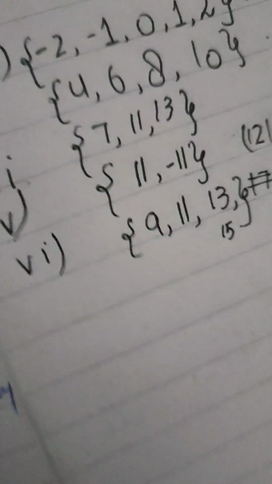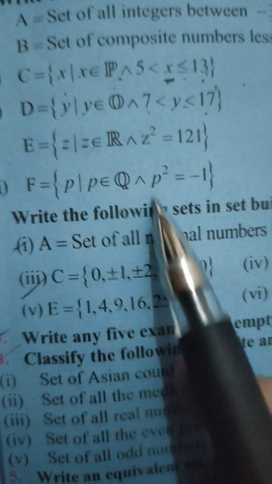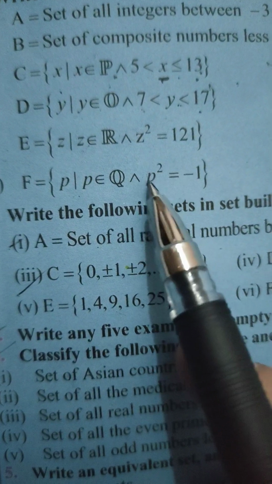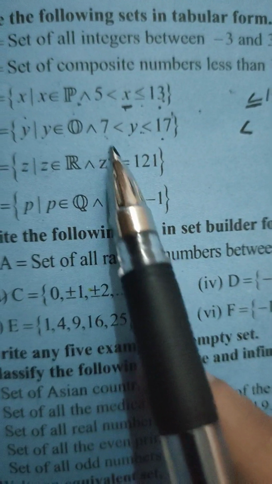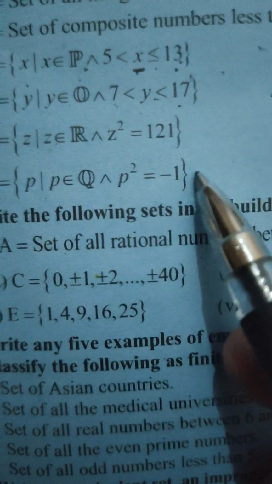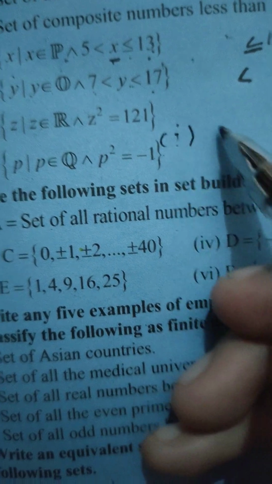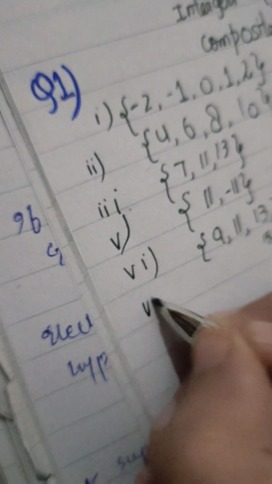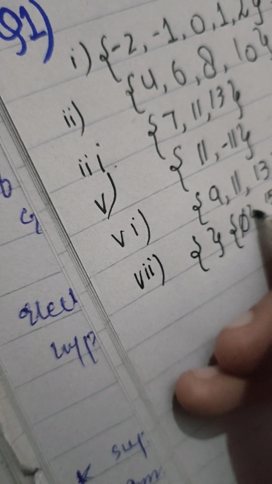Now we will move toward our last part. The last part is p, an element that belongs to the rational numbers, and if we square p, the answer will be -1. Here is the exception: when the square is negative, the solution would be an imaginary number, iota. So the answer here will be the null set. Null set means the empty set.